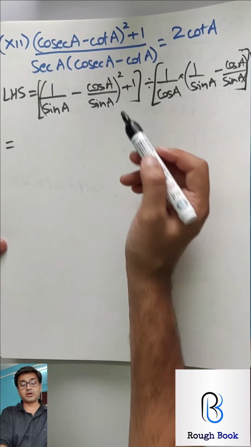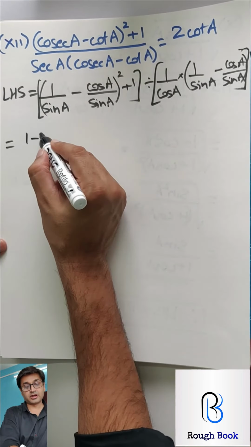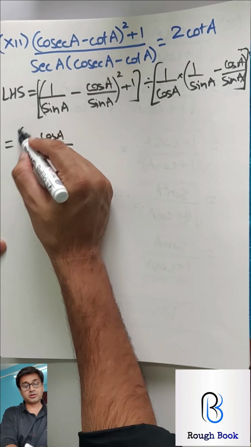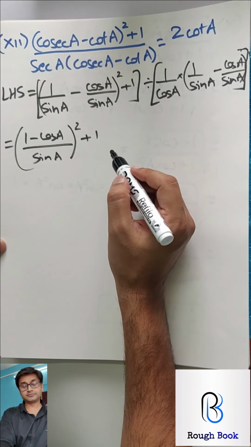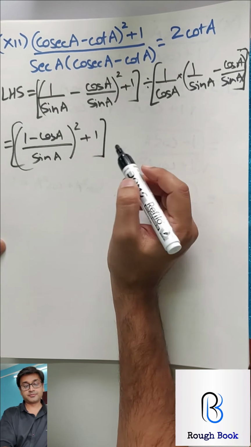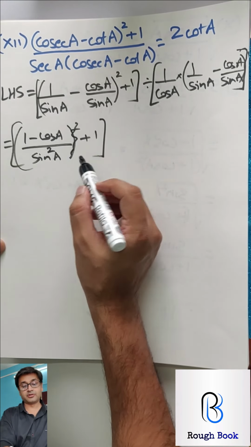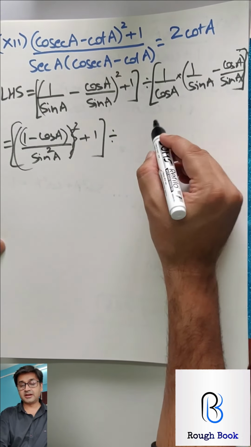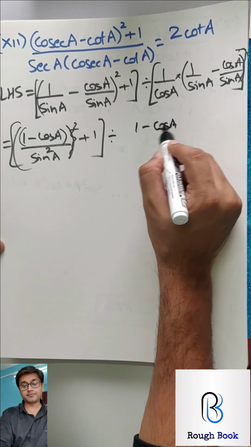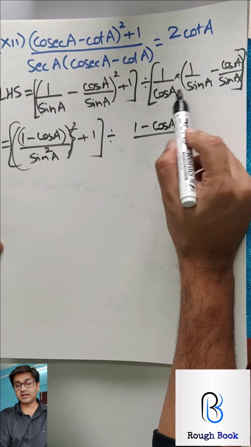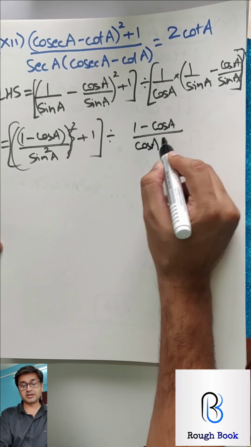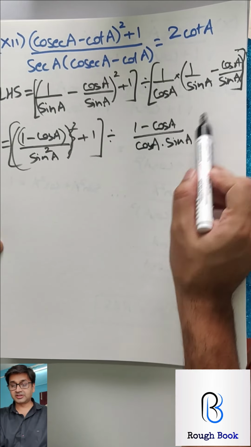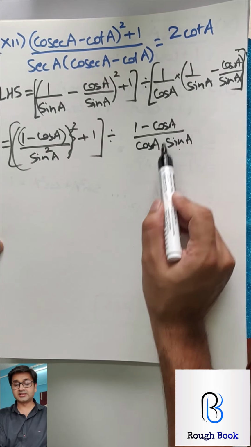Okay, now take all this together. So first we'll have to take this (1 minus cos A upon sin A) the whole square plus 1, in one bracket, or I can give this sin square down and remove the brackets, and let this be the whole square, divided by this inside will become 1 minus cos A, and the denominator is sin A into cos A, so that will be cos A into sin A. Once again (1 minus cos A) upon sin A multiplied by this, so cos A sin A together.